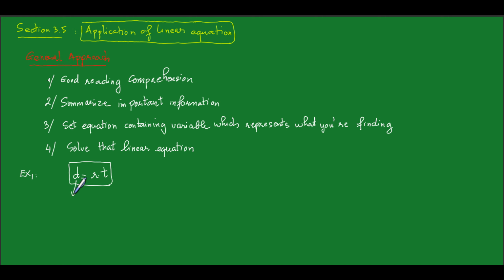d represents distance. r is rate, which is nothing but the speed. In some textbooks they put d equals s times t. In some textbooks they put d equals v times t. It's the same thing. And t is time. I'm going to put just time.